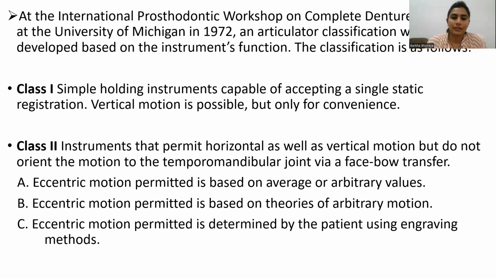Eccentric motion is permitted based on the theories of arbitrary motion. These are articulators based on theories. There were a lot of theories of how the maxilla is oriented to the skull and how the mandible is related to the maxilla, and according to these theories the articulators were fabricated. Or eccentric motion is permitted as determined by the patient's engraving methods, that is, the engraved records we use to produce these articulators.